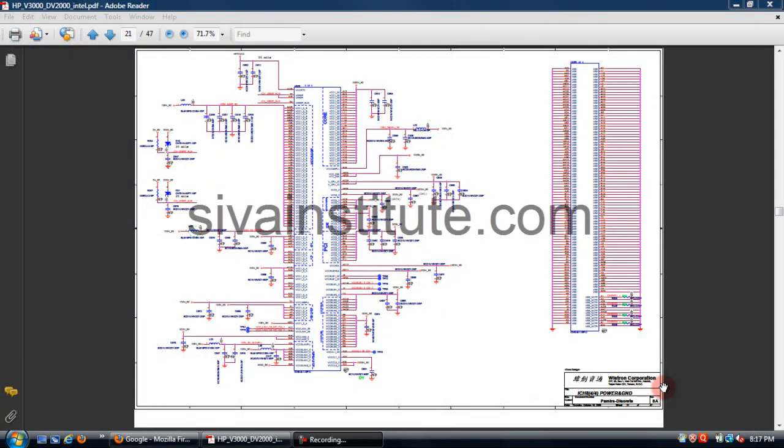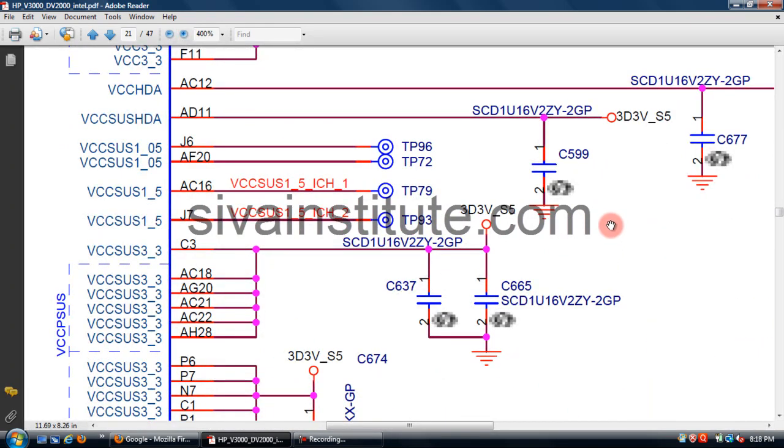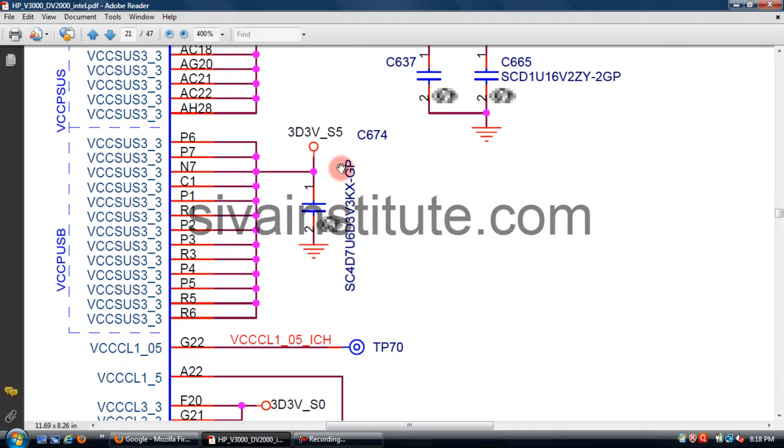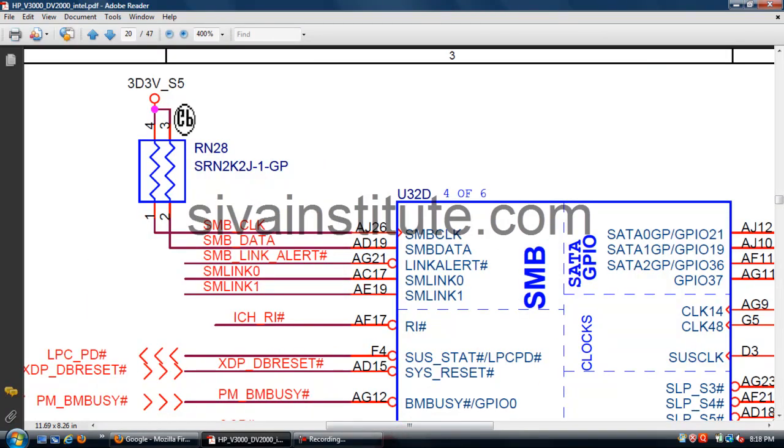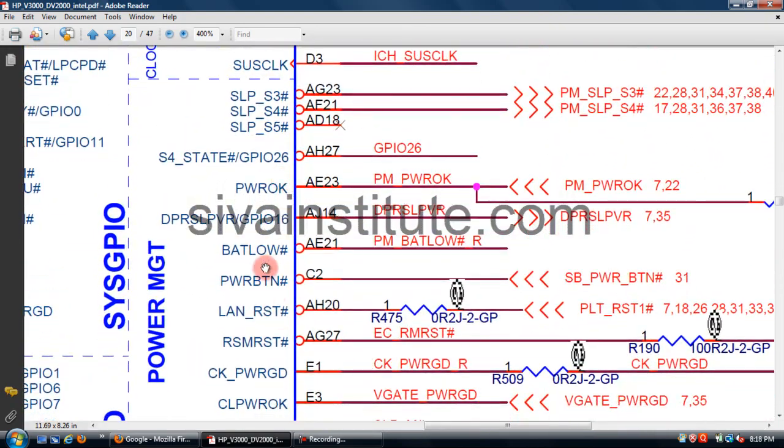This is the ICH. When the ICH suspend 3.3 volts pin receives S5 3.3 volts, see here, after the S5 command, 3.3 volts S5 volt comes to this suspend 3.3 volts ICH. When this IC receives this voltage and the power button, when you press the power button, that pin, see page number 20, this is the power button pin. When you press the power button, that voltage goes to 0. When this voltage goes to 0, this S4 command comes out from this pin, SLP S4.